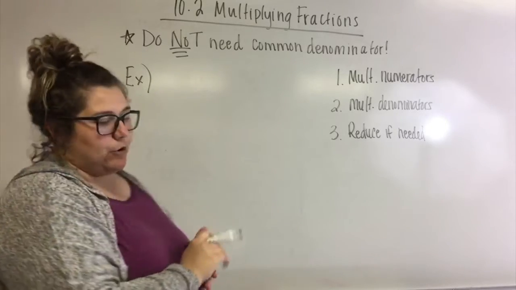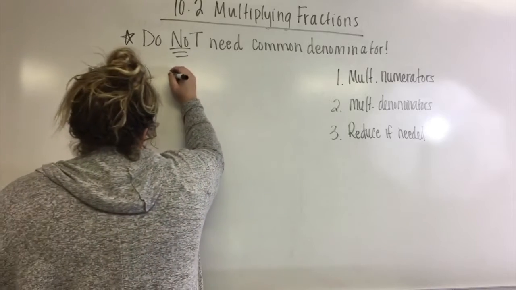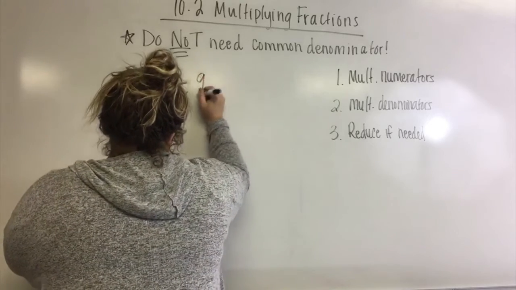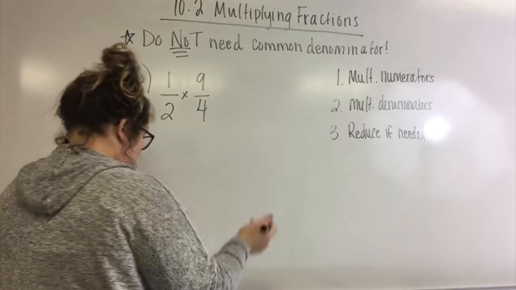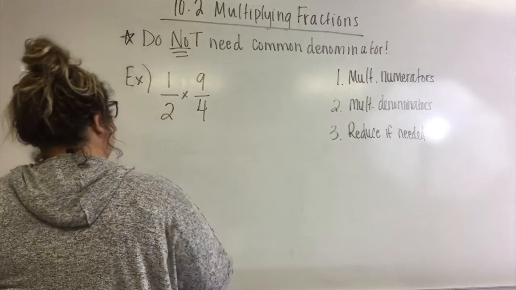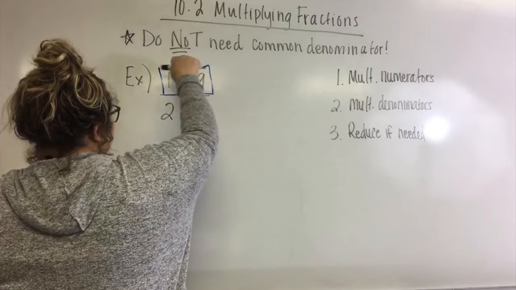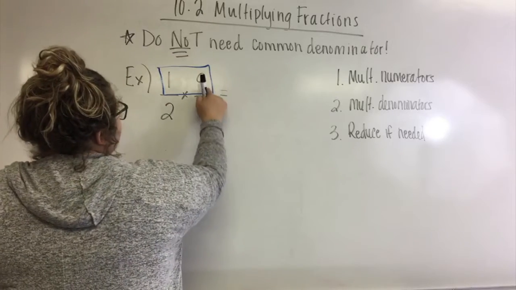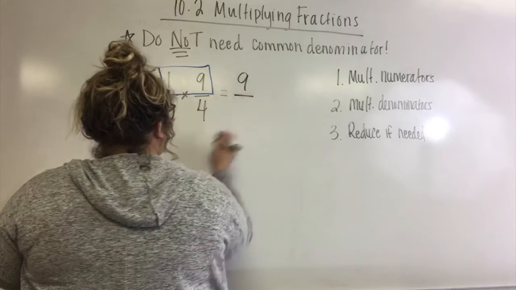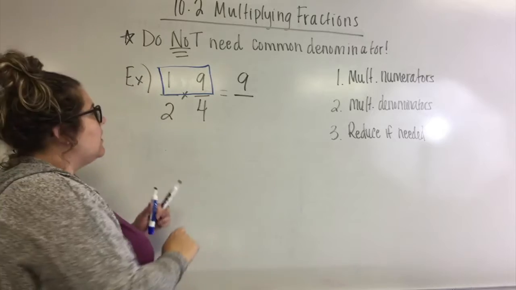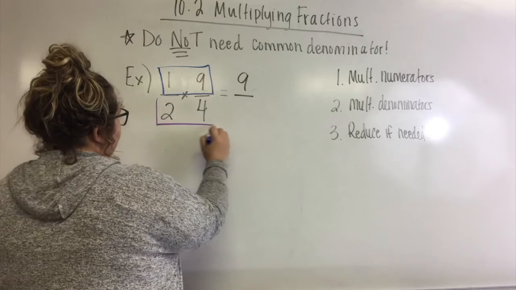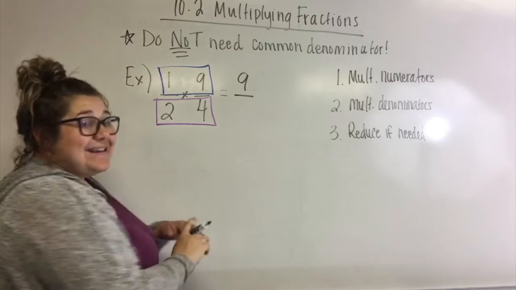So for our last example, let's do 1/2 times 9/4. So our first step is multiply the numerators. I'm going to multiply straight across. 9 times 1, or 1 times 9, is 9. And then we have 2 times 4, which is 8.